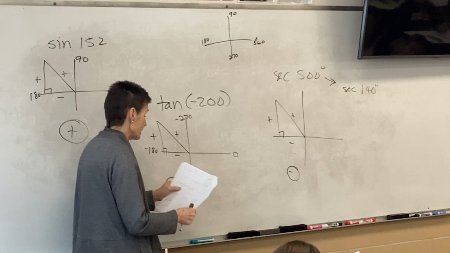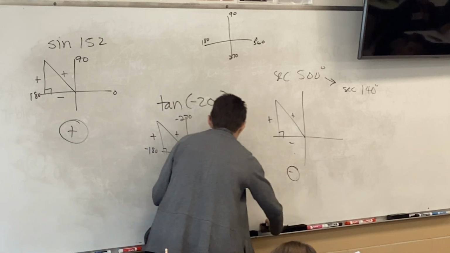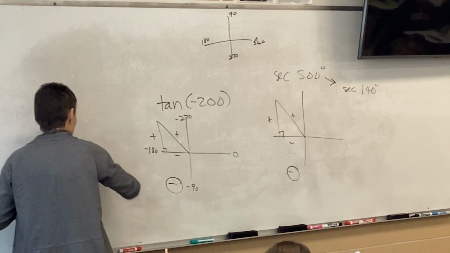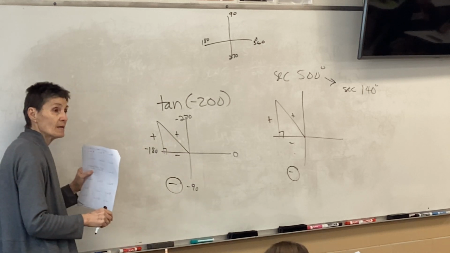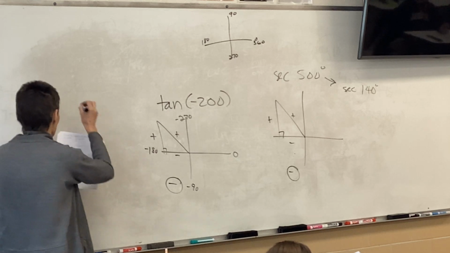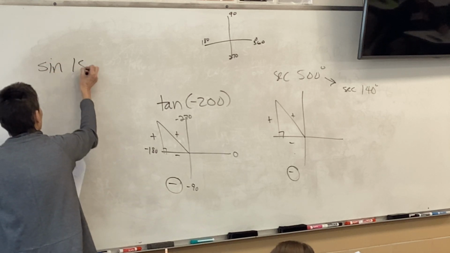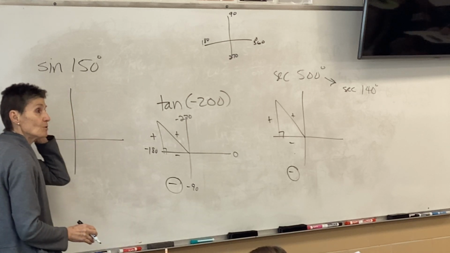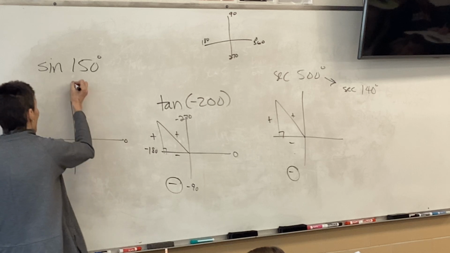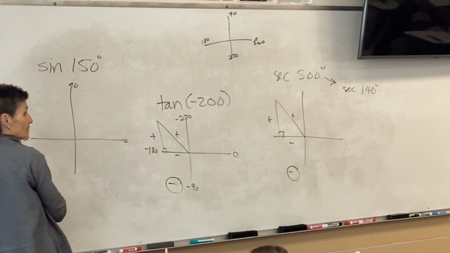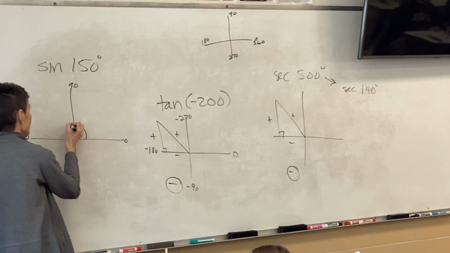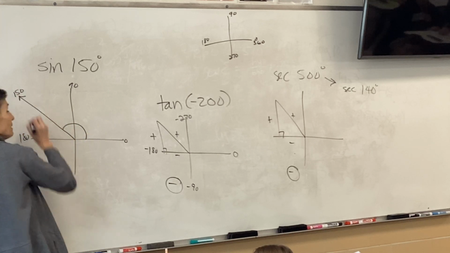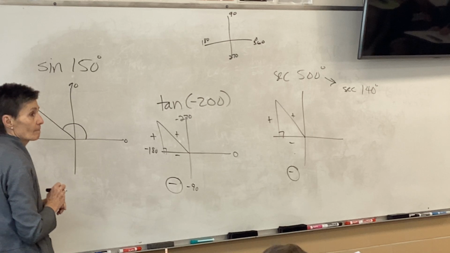Evaluate exactly. No calculator. So this time we are going to find an actual number. We will have positives and negatives, but we're going to have an actual number. Sine 150. First thing you do is draw 150. It would look something like this. Would you agree with me?